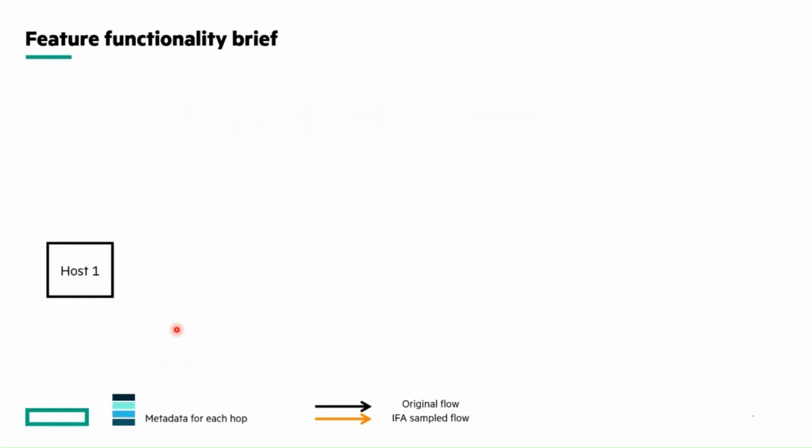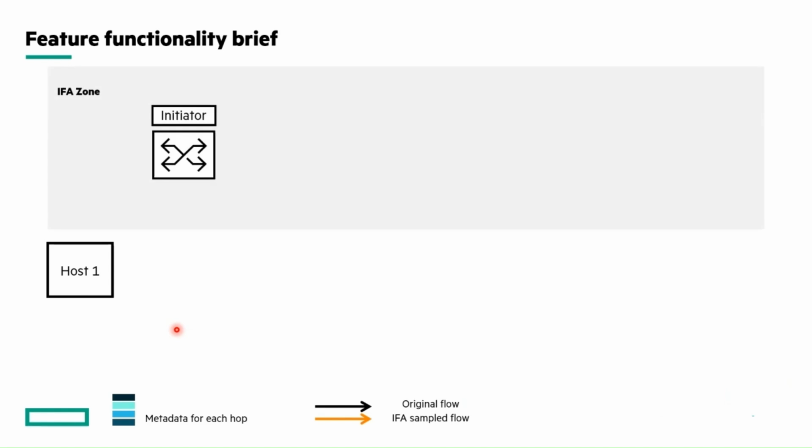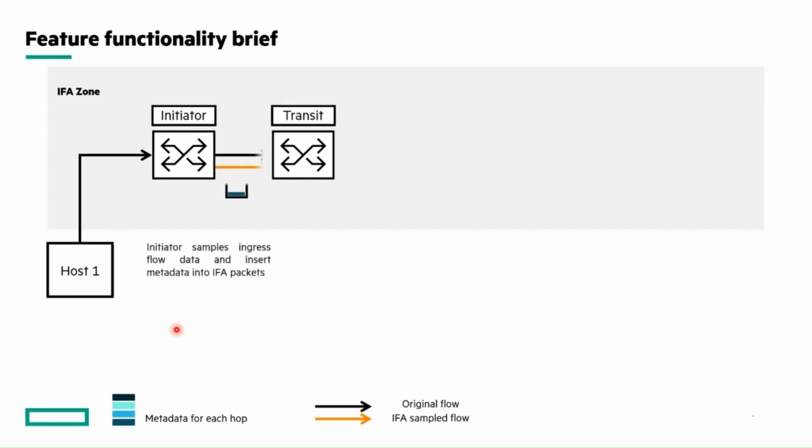Now let us view the feature functionality in brief. Let's consider I have a host 1 that is connected to a switch which I have configured as the initiator. Now I'm sending some flow over this initiator, which is then further transmitted to the transit node. From the initiator, the IFA packet initiation will start, and the initiator will sample the ingress flow data, insert its metadata into the IFA packets and pass it to the transit.